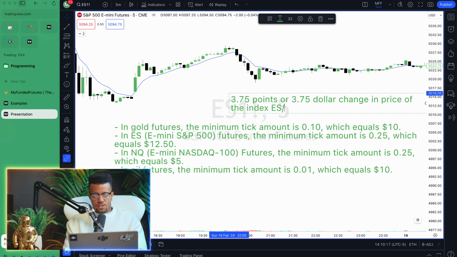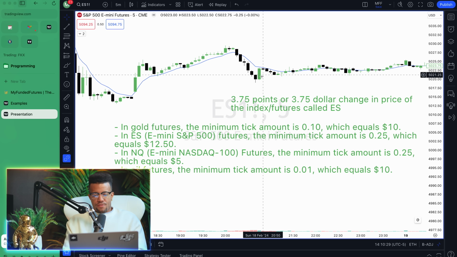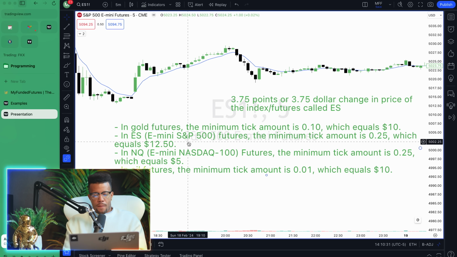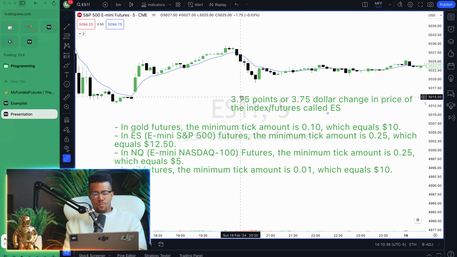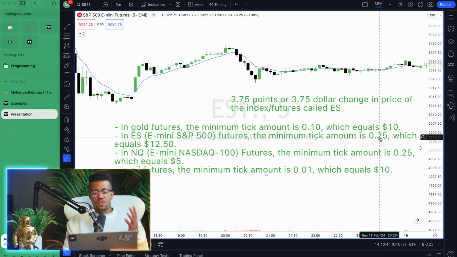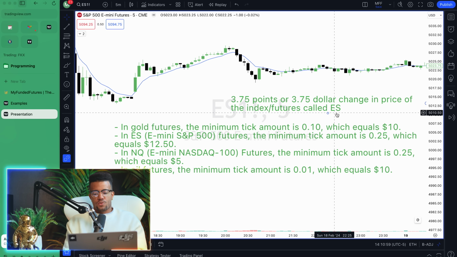Say the index, futures. 3.75 points. Now, what does it say here? The minimum tick amount is 25 cents. So 3.75 points is $3.75. If a tick is 25 cents, 4 ticks is a point, 4 ticks is $1. 0.25 times 4 gives us $1. We call those points in the futures trading world. So we got 1 point here, and each tick is worth $12.50. So it's simple math.